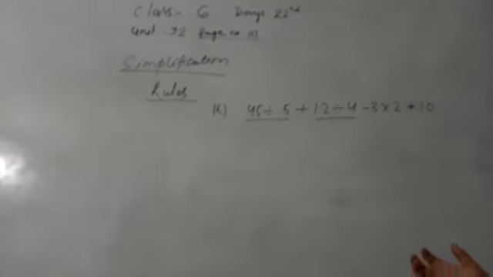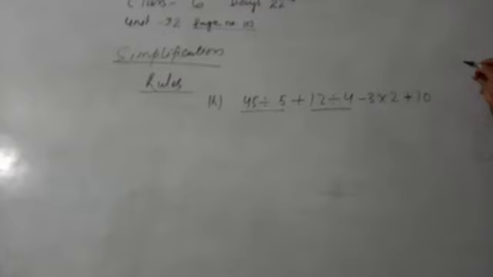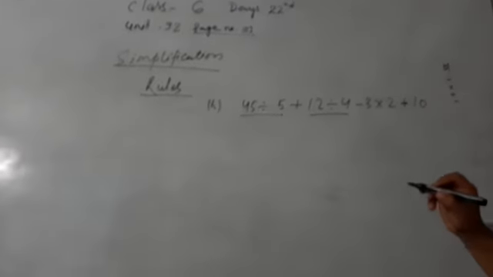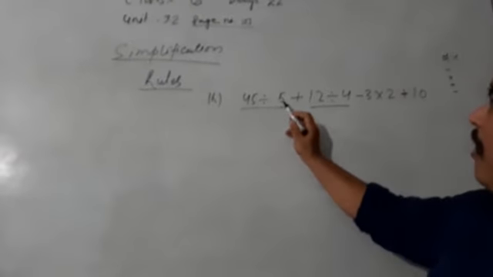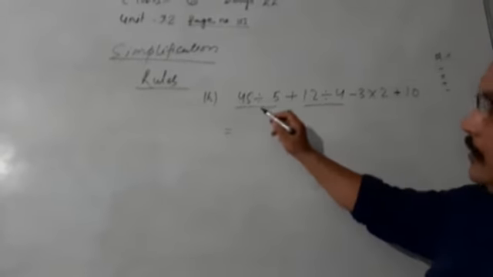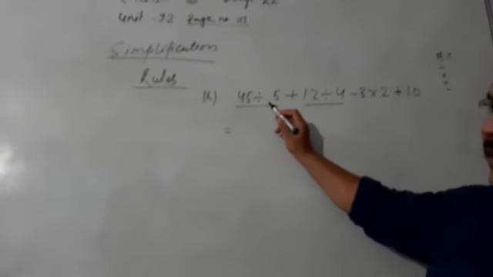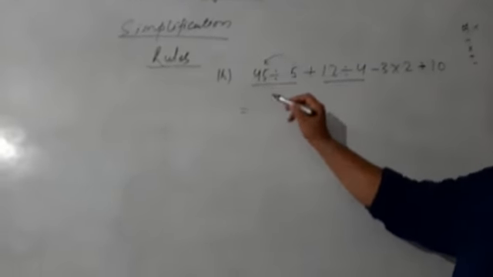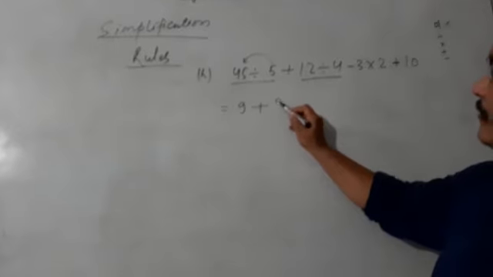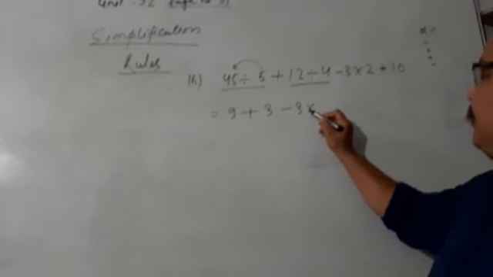So first of all, when no bracket appears in the question, you see if of, divide, multiplication, addition or subtraction, whatever sign is there. Here is the divide sign; the of sign is not given. There are two places having the divide sign. 5 divides 45, how many times? 9 times. Plus sign is here. And 4 divides 12, how many times? 3 times. Minus 3 into 2 plus 10.